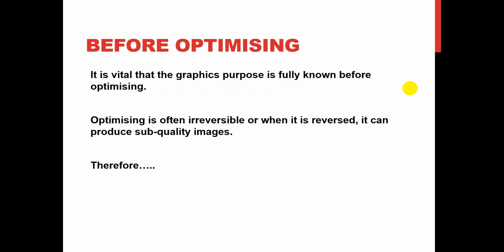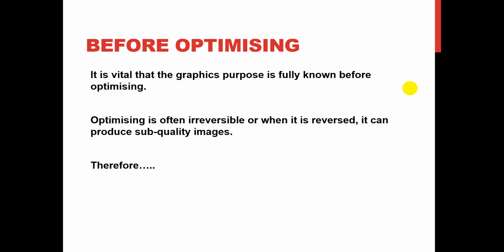So before you optimize, it's vital that you know the purpose of it. What is it going to be used for? If it's going to be blown up really big to some kind of billboard or banner, of course you need to keep as much information as you can. It's vital because that image is going to be upscaled. It's going to need all the information it can get.